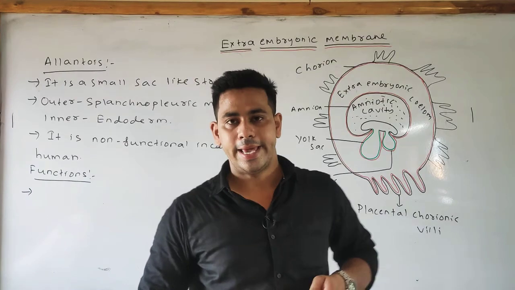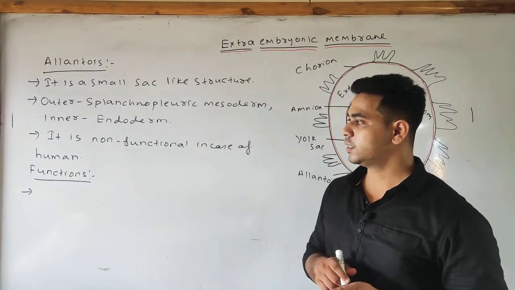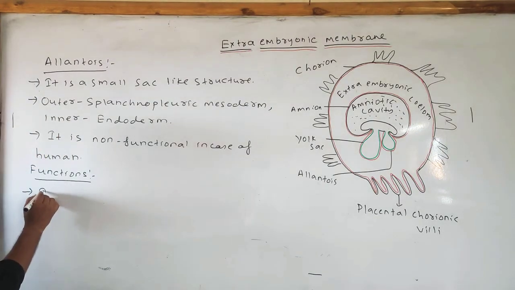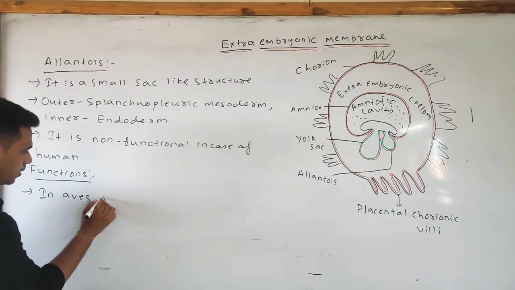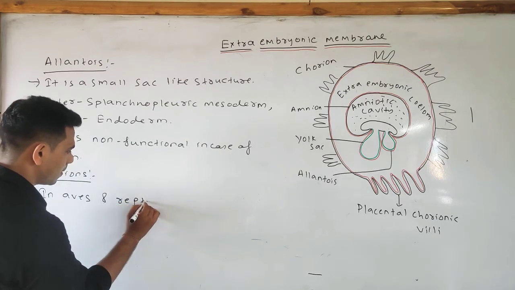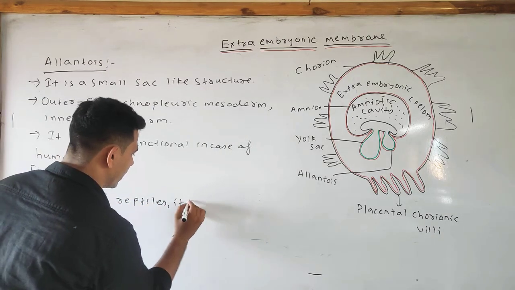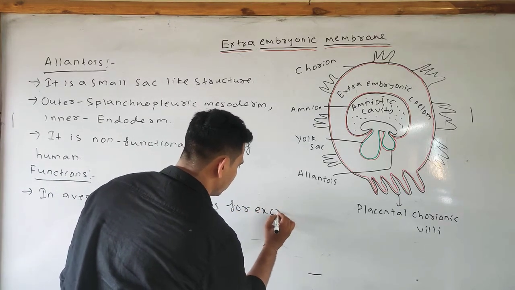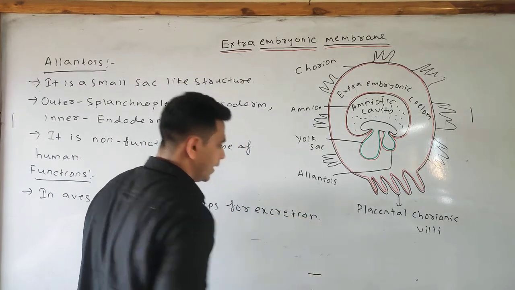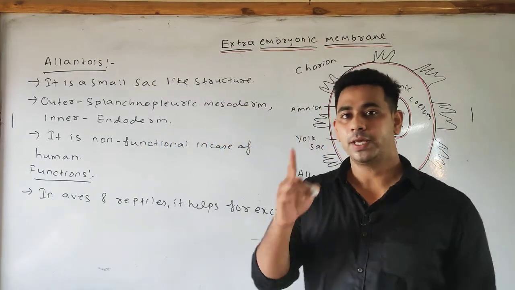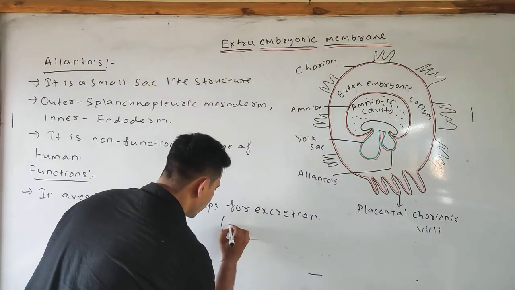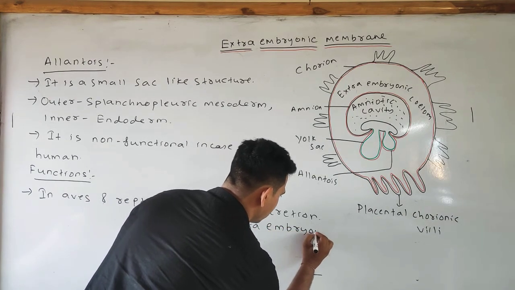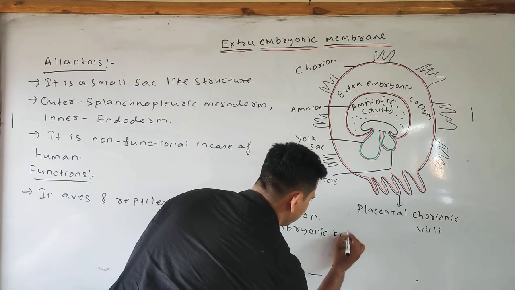Generally, in the apes and reptiles, it helps in the excretion process. Okay, it helps in apes and reptiles for excretion. That is why it is also called the extra embryonic kidney.